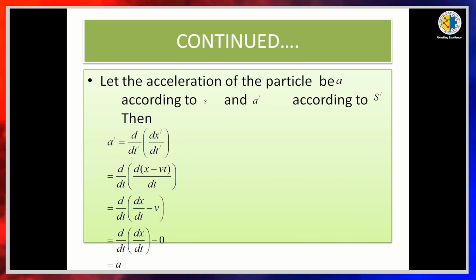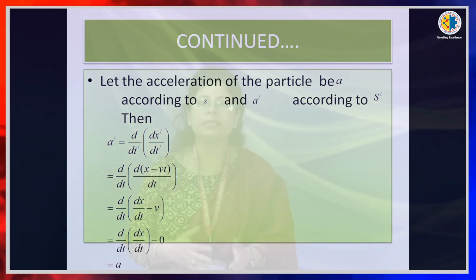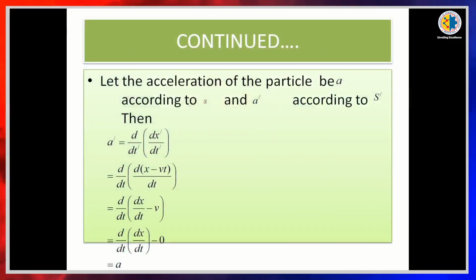Now, we are going to discuss the acceleration transformation equation. If the particle is moving with a velocity, then obviously it has an acceleration. So, how we derive the acceleration transformation equation, that topic I am now going to discuss. Let small a be the acceleration of the particle according to S frame and a dash according to S dash frame. Then a dash is the acceleration according to S dash frame, which means the rate of change of velocity.